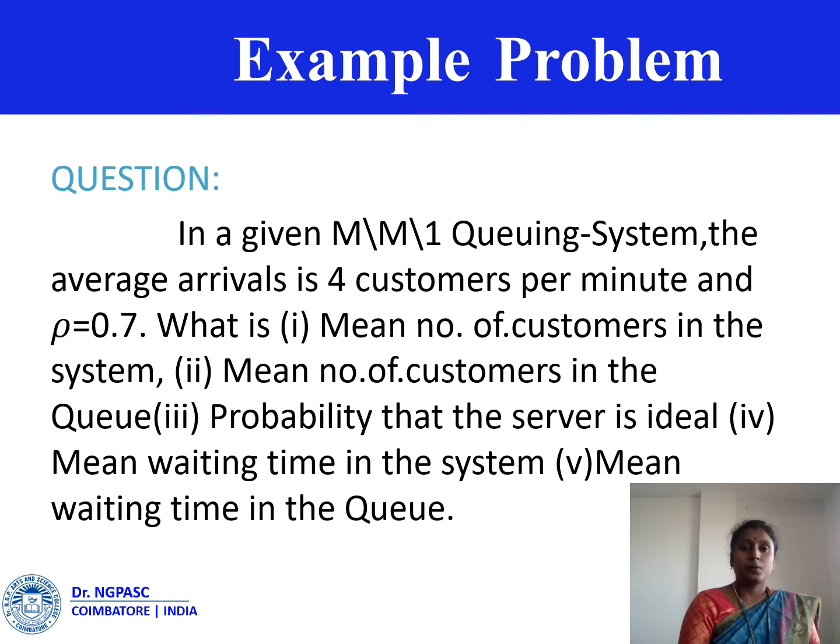Next, an example problem in a given M/M/1 queuing system. M/M/1 means Poisson distribution. The average arrival is 4 customers per minute and rho, that is lambda by mu, equals 0.7. We find: first, the mean number of customers in the system; second, the mean number of customers in the queue; third, the probability that the server is idle. Idle is denoted by P naught equals 1 minus rho. Rho means lambda by mu, so 1 minus lambda by mu. Fourth, the mean waiting time in the system. Fifth, the mean waiting time in the queue.